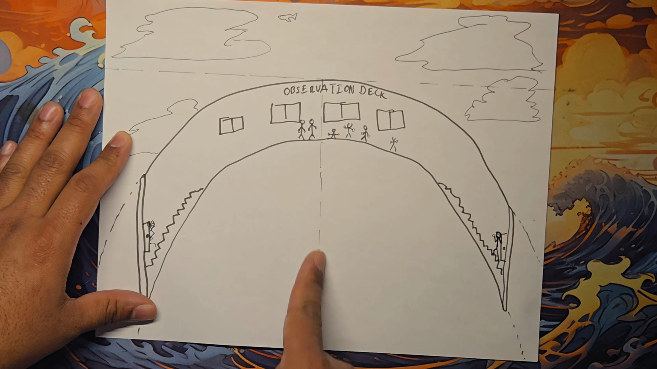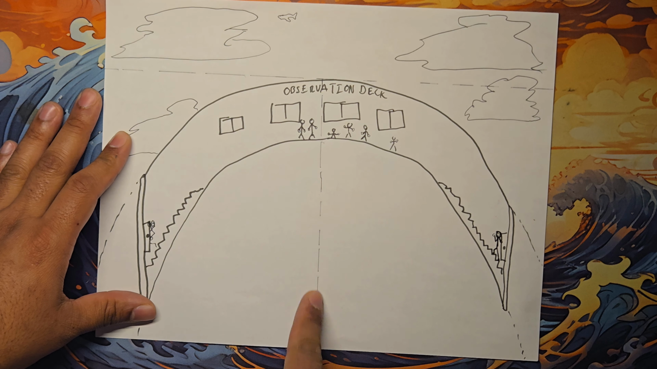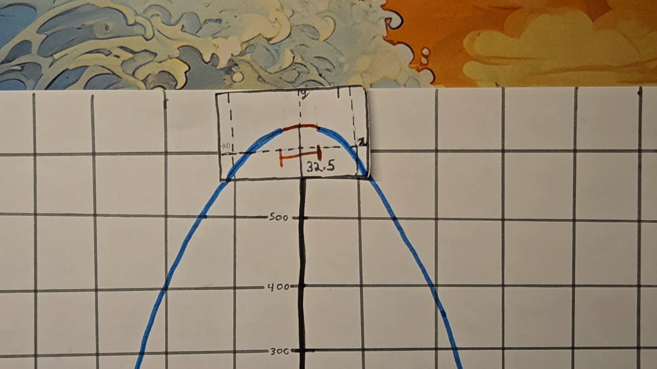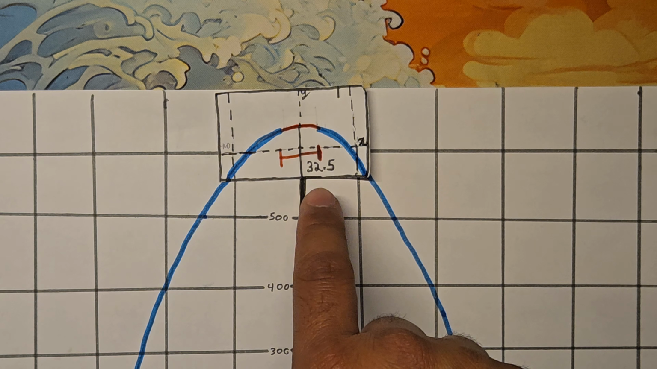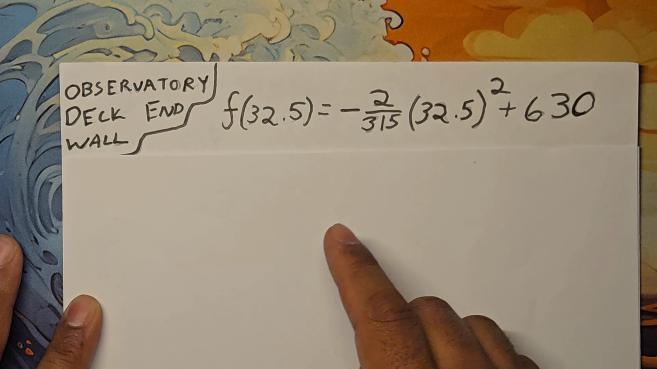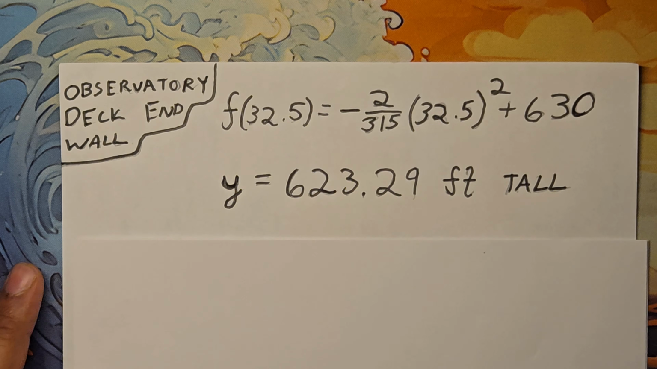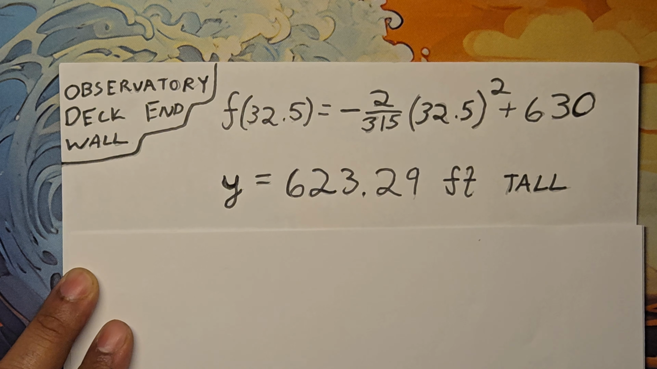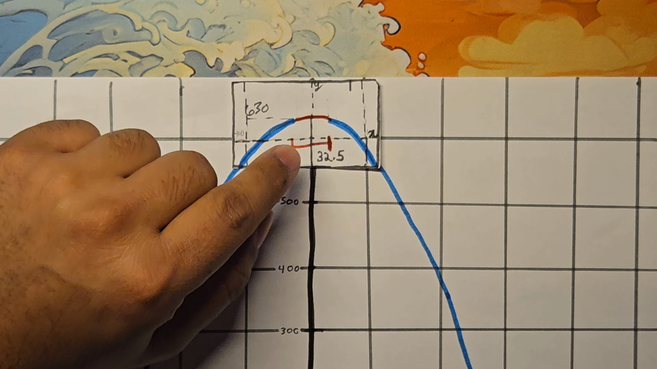So we could see that we are at a center line right here that's splitting the observation deck in half. It's got a total length of 65 feet. Since it's on the center line, half of it is 32.5 feet. I'll plug in 32.5 feet for x in my function, and this will get me y equals 623.29 feet tall.